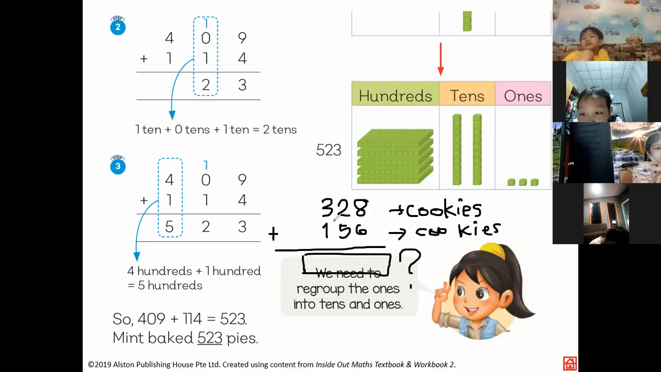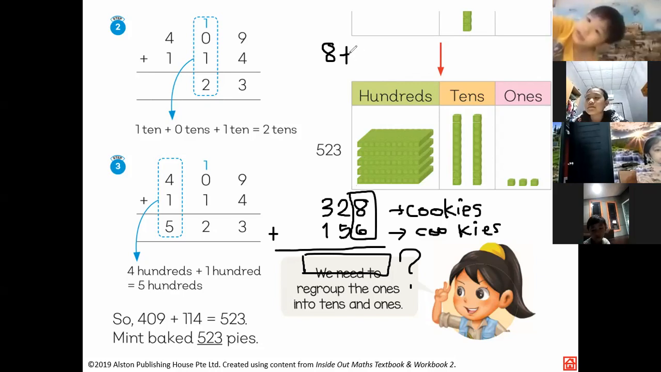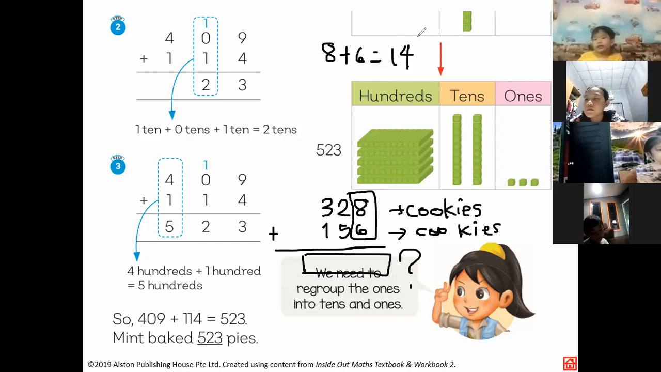I have 328 cookies and I have 156 cookies. So how many cookies altogether? First, we have to add 8 plus 6. What is 8 plus 6? 8 plus 6 is 14, right? 8 plus 6, that's 14.